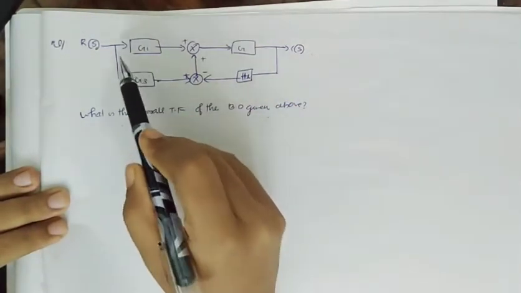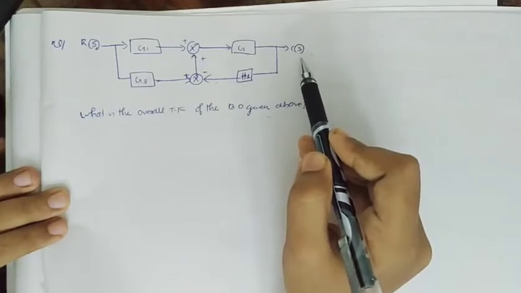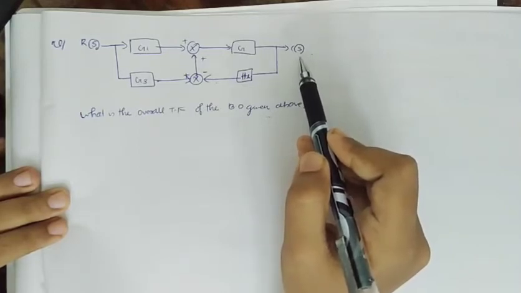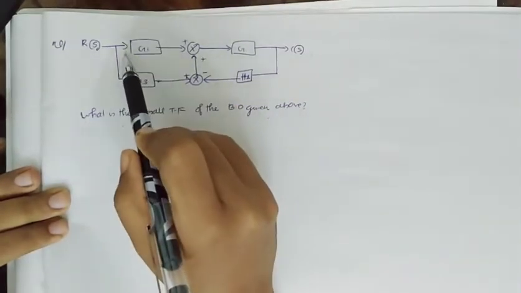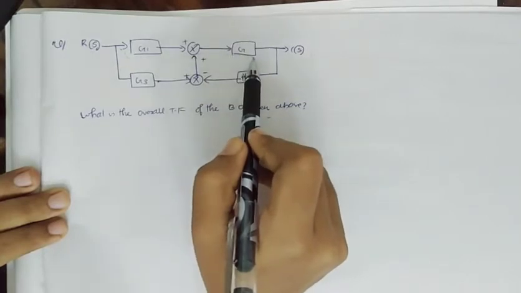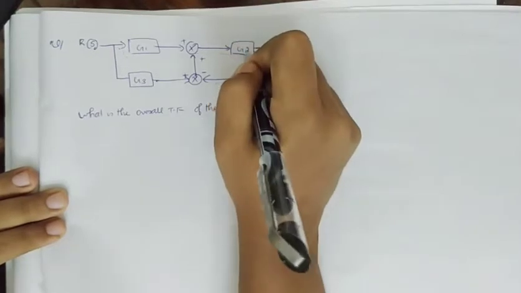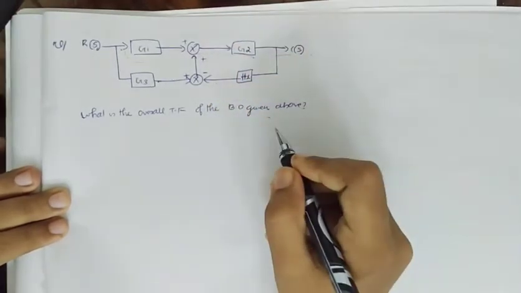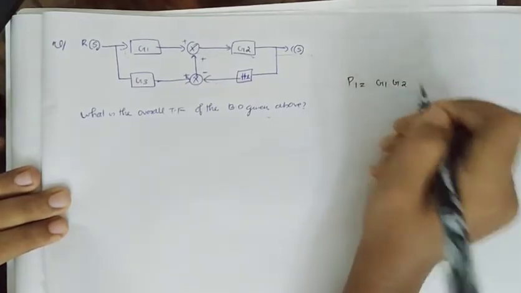We'll start from R of S and end at C of S and see how many paths are linking R of S to C of S. We can start from here, that is G of S into G1 into G2. So this is G2, right? So G1 into G2 is one forward path. I can write P1 is equal to G1 G2.